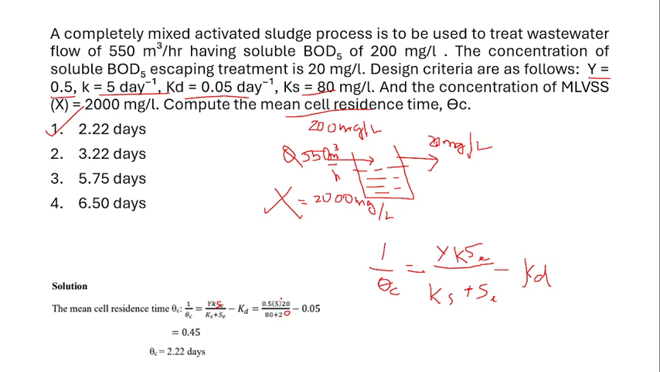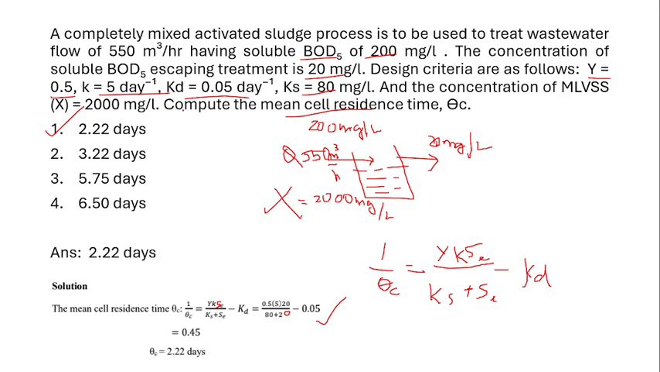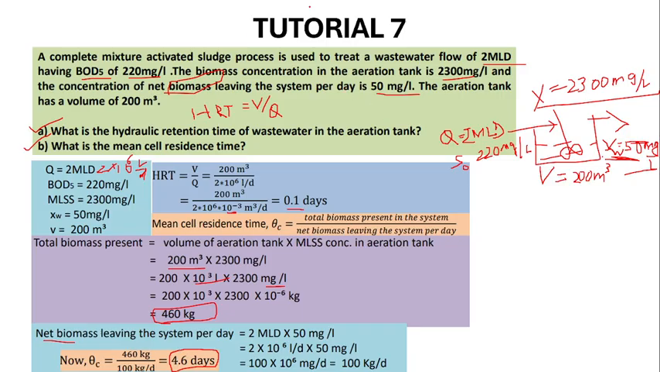In this question, we obtained theta C using this formula because the values of y, k, kd, ks, everything is given. And the BOD escaping is given, BOD incoming is also given. So we use this formula. Now we don't have the details of the biokinetic parameters. Instead, we have the direct biomass concentration in the incoming wastewater and in the outgoing wastewater. So we calculate it directly, very simply, by multiplying with the flow rate and multiplying the MLSS into the volume of the tank. This is a very simple question.